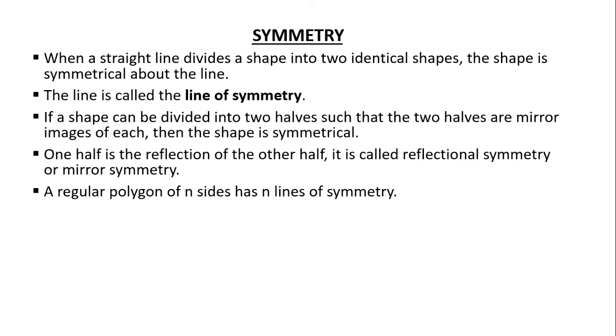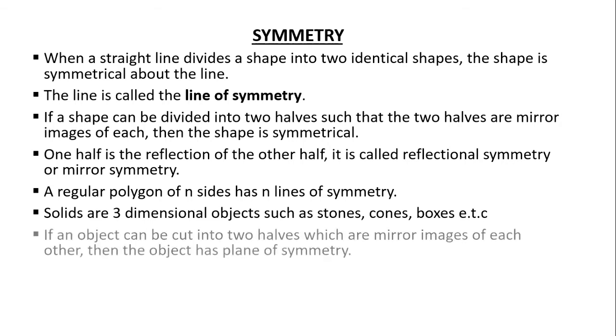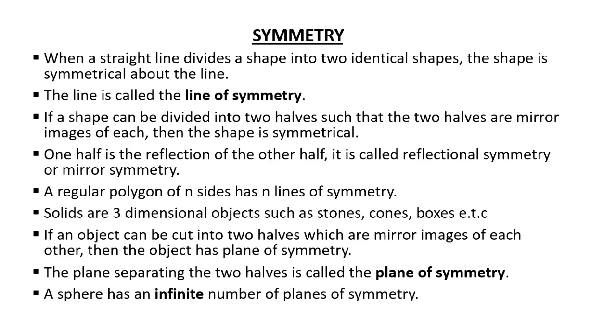A regular polygon of n sides has n lines of symmetry. Solids are three-dimensional objects such as stones, cones, boxes, etc. If an object can be cut into two halves which are mirror images of each other, then the object has a plane of symmetry. The plane separating the two halves is called the plane of symmetry. A sphere has an infinite number of planes of symmetry.